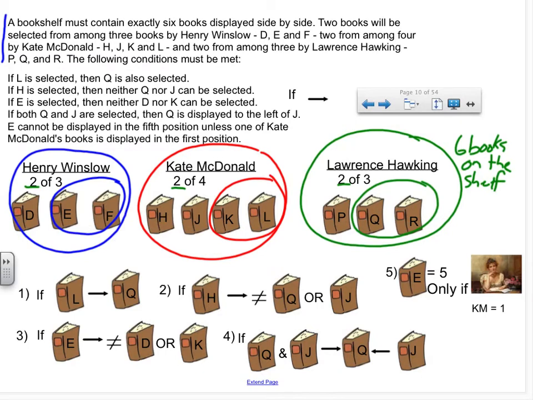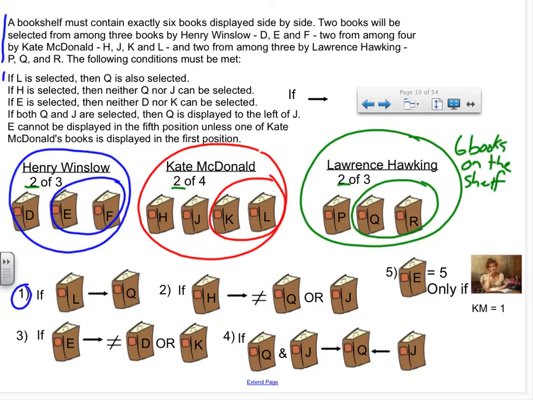For the second half of the conditions, which is represented by the bottom part here, we represented with the pictures on the bottom half of the page. So let's go through each condition step by step. For condition 1, if L is selected, then Q is also selected. So 1 is represented right here.